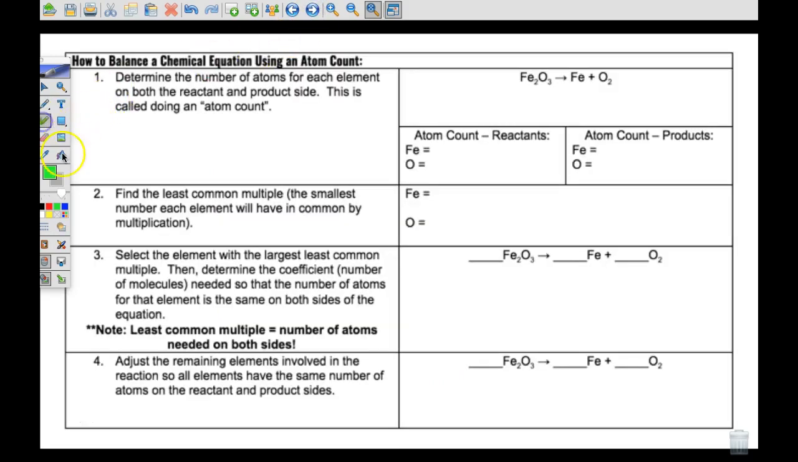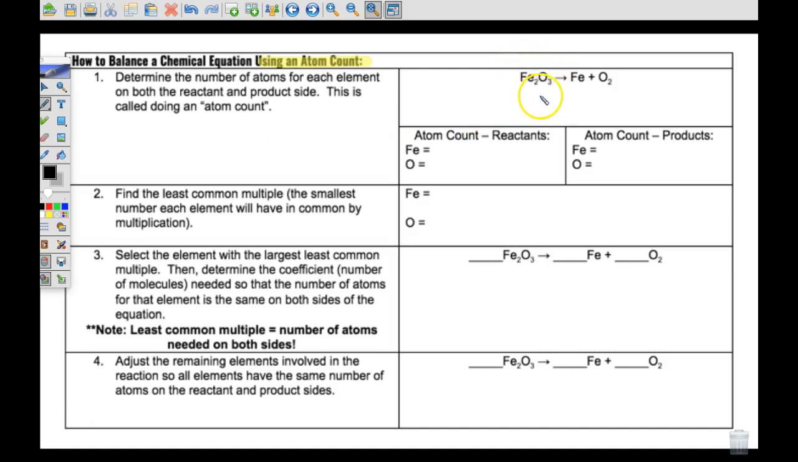Now we're going to look at how to balance using a different perspective, which is using an atom count, or doing it the math way. So we're going to use the same equation because you have a visual on the front side of your note sheet about how this would look, so you have an idea of where these numbers are coming from.